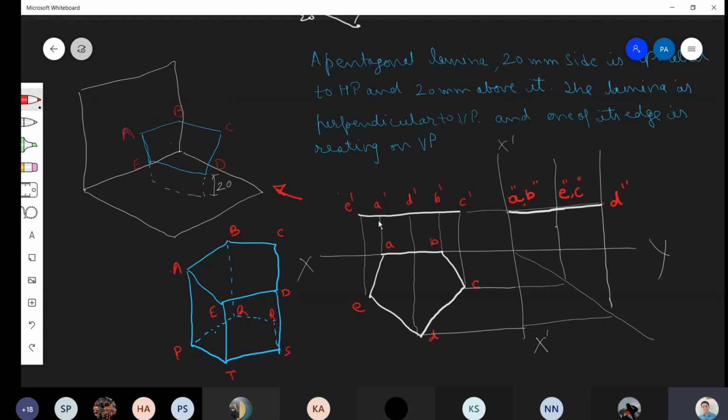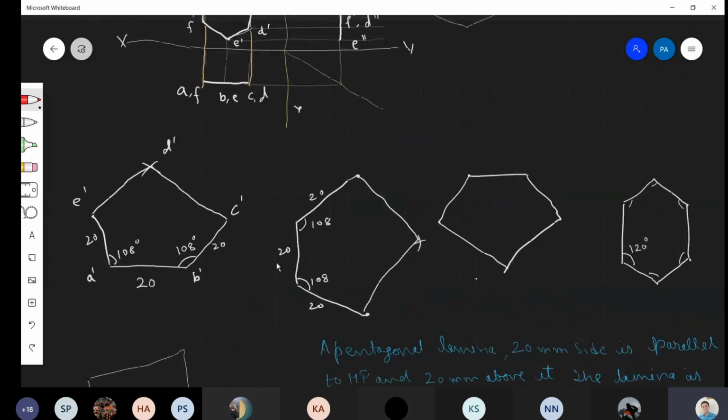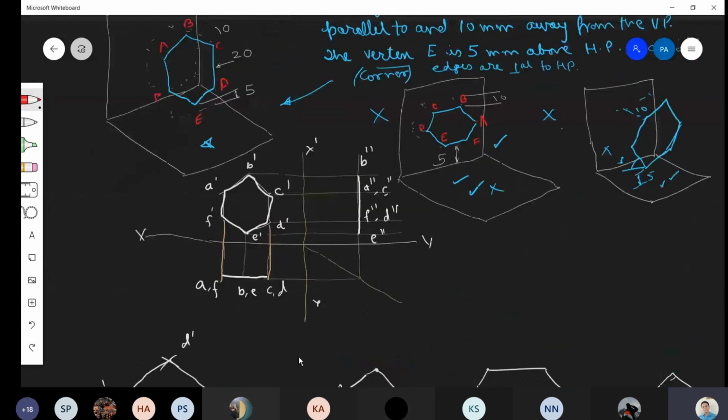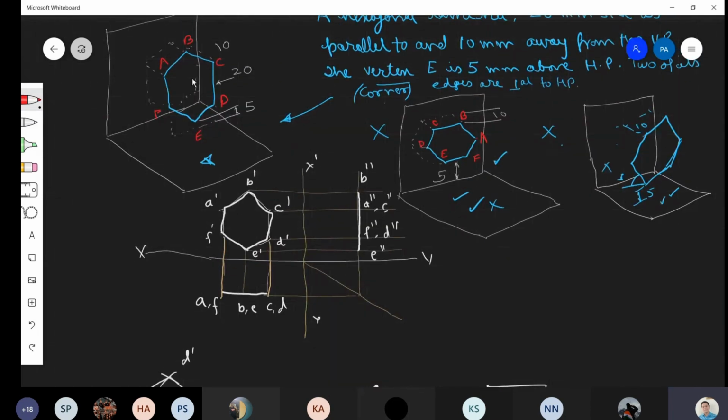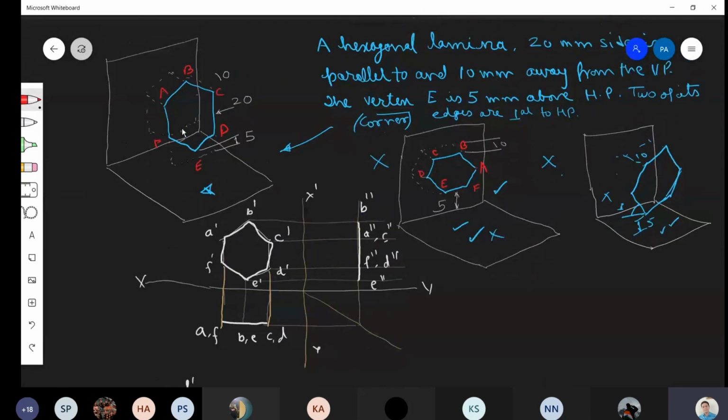So wherever there is a line, we will see a rectangle. Here also, if I give thickness to it, then the front view will remain the same. Top view will be a rectangle like this. And side view will also be a rectangle.